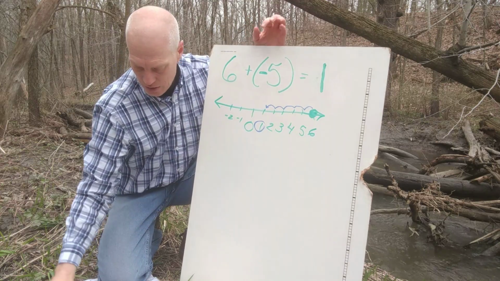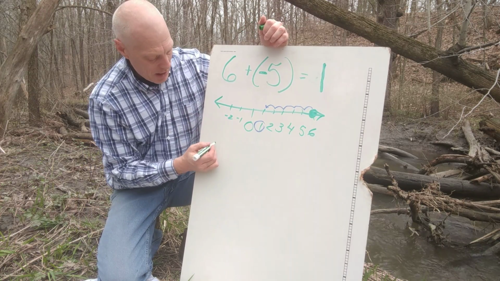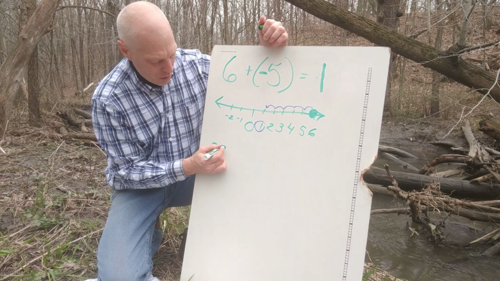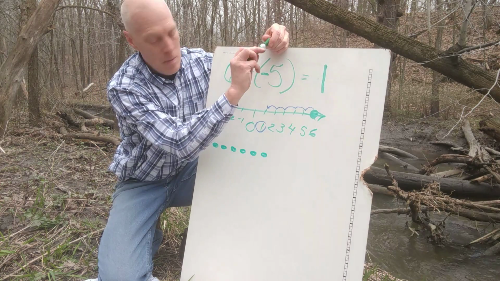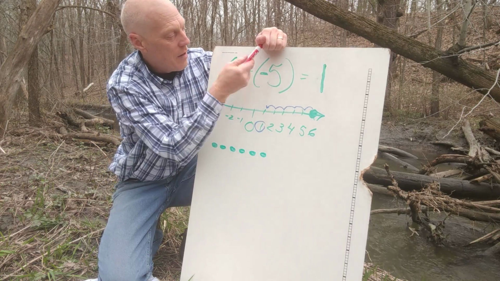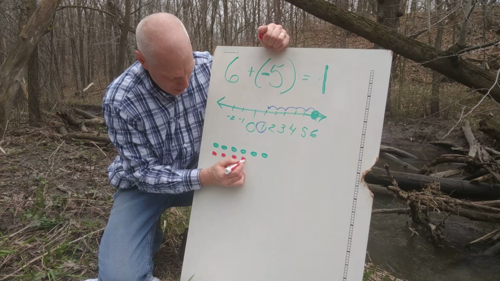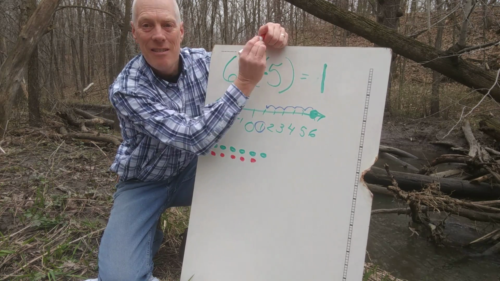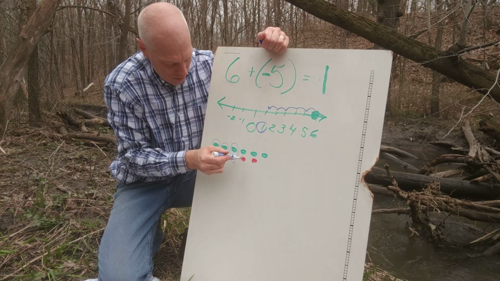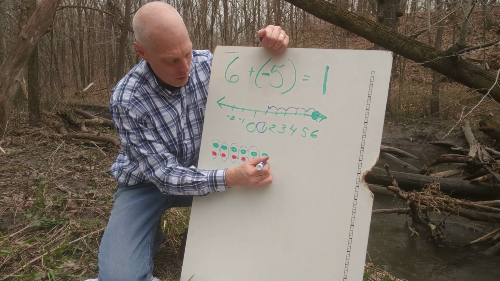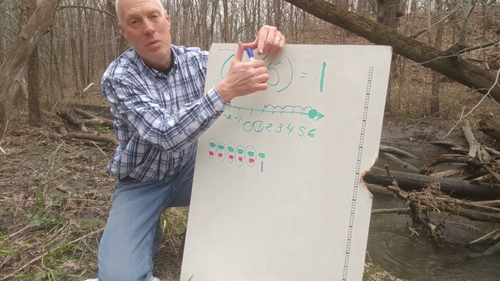If I do it with the chip method, I'm going to have 6 green. 1, 2, 3, 4, 5, 6. I'm going to have 5 of the negatives. 1, 2, 3, 4, 5. And then these will cancel each other out. What am I left with? 1 positive. So there you go. Those are the 3 different methods.